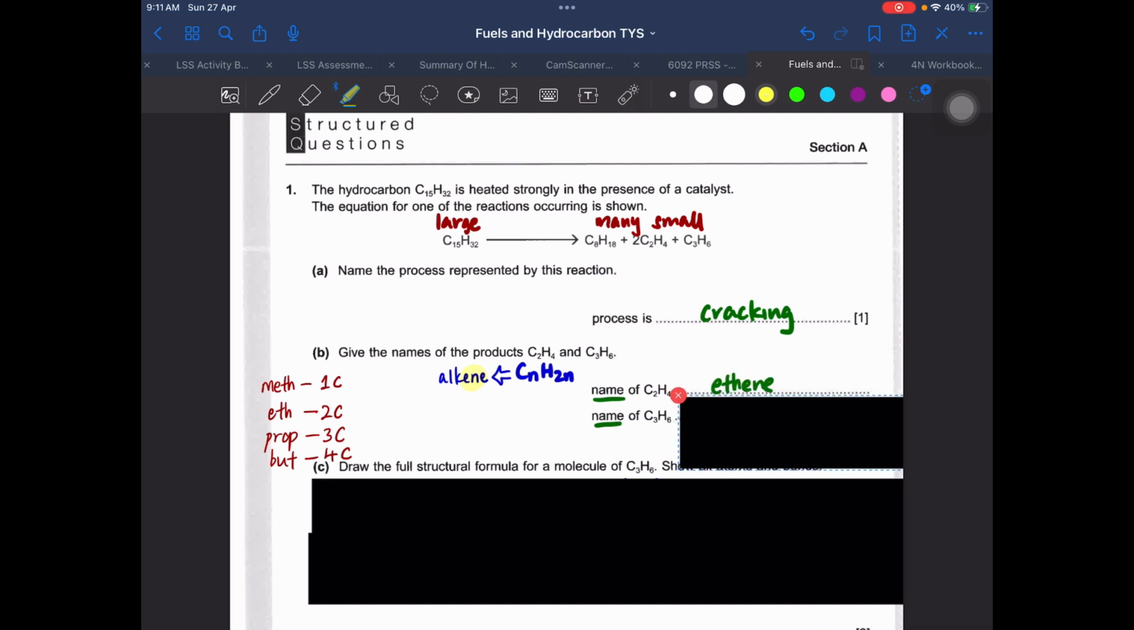The second one is 3 carbon. It starts with "prop", because it's an alkene, it ends with "ene", and that's why we call it propene. Alright, I hope this is giving you some thoughts about how you go about drawing the whole thing.